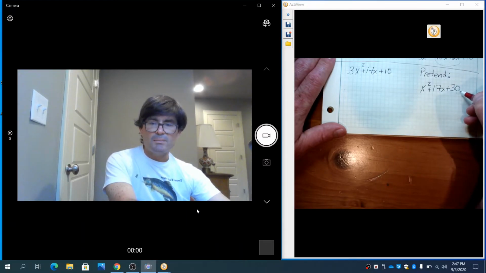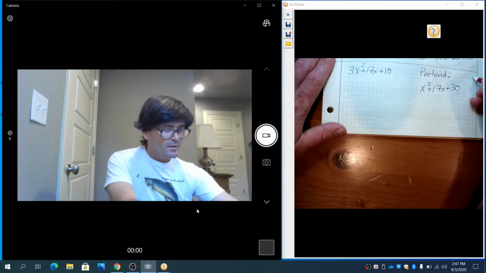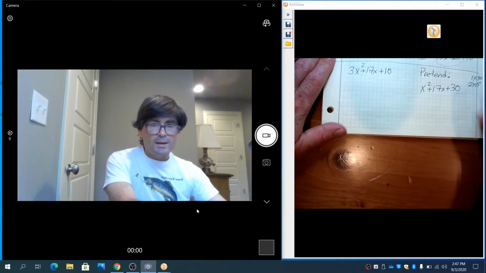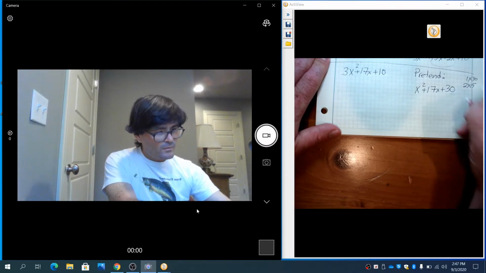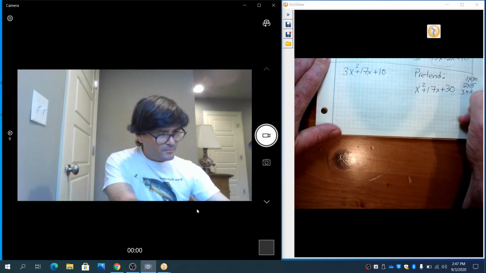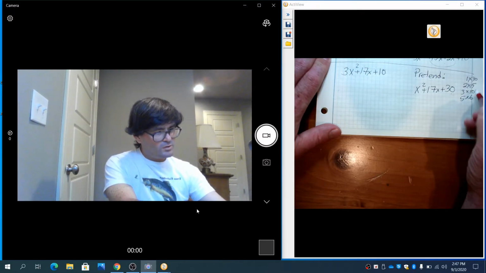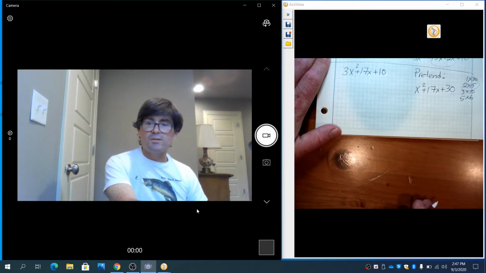Two numbers that multiply to be 30 but add up to be 17. 1 times 30, 2 times 15, 3 times 10, 5 times 6. You can see that 2 times 15 is an option that works.